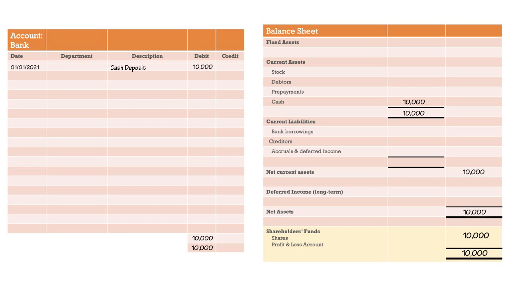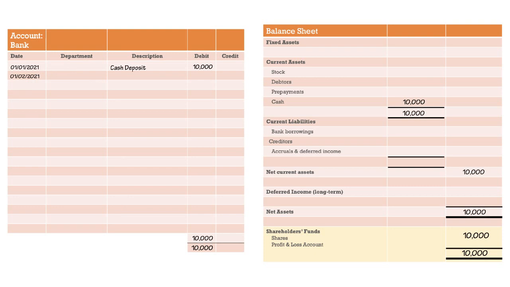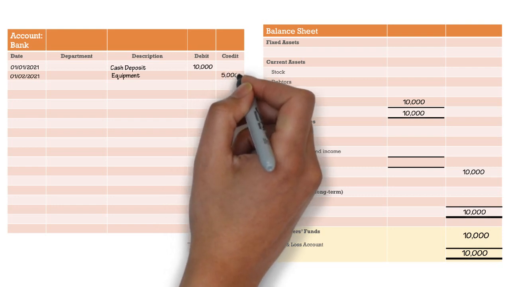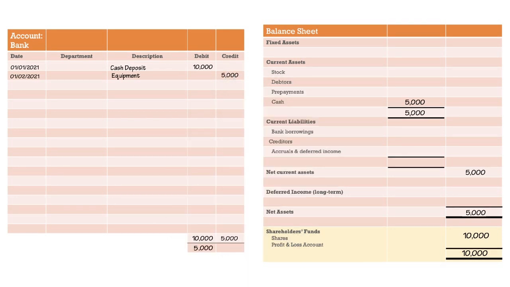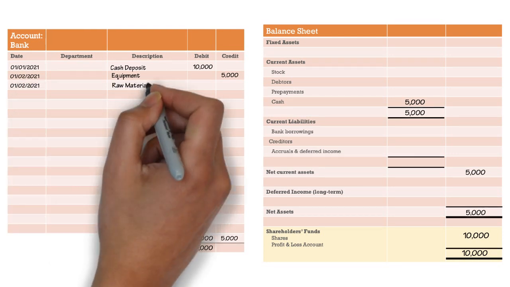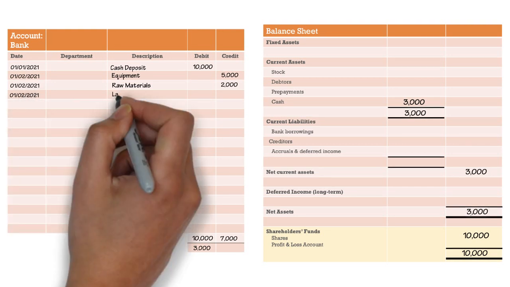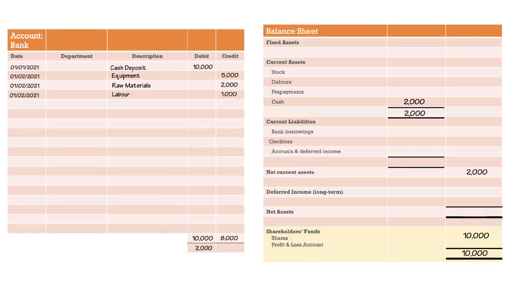It doesn't really matter what date we put in here. For our purposes, let's just select the first of the second month, and we said we bought some equipment for £5,000. It follows that if money into the bank is a debit, then money out of the bank is a credit. We also said we'd buy some raw materials for £2,000, and finally, we said we'd bring in some contract labour and pay them £1,000 to convert our raw materials into finished goods.